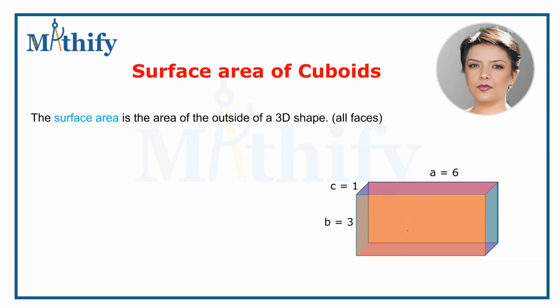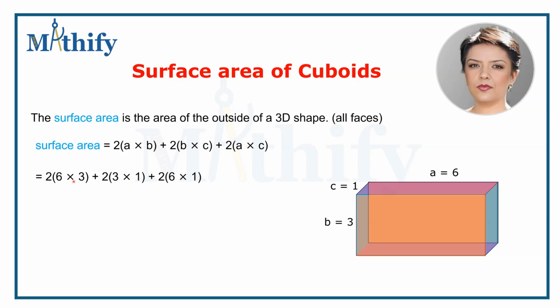So to work out the surface area, we need to add this side with the other side, this side with the other side, and this side with this side. Or simply 2 lots of A times B, plus 2 lots of B times C, and lastly plus 2 lots of A times C. We know that A is equal to 6, B is equal to 3, and C is equal to 1. So all we do with these values is plug into our formula.